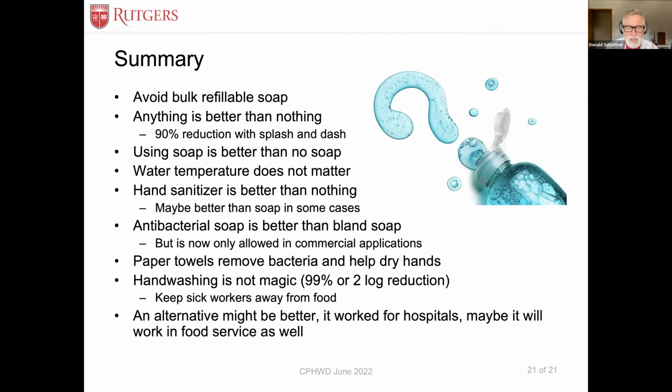Certainly, I think alcohol-based hand sanitizers as an alternative might work in food service. It certainly seems to have worked very well in hospitals, and so I would certainly like to see that come and be recognized in the food code. But again, probably not today, not tomorrow, but maybe at some point in the future. We'll keep working to try to develop food policy that's based on science. So with that, that is my last slide. I'd be happy to take any questions at this time.